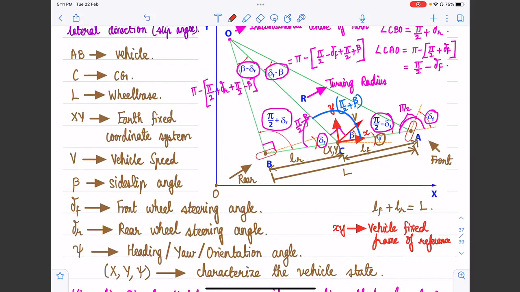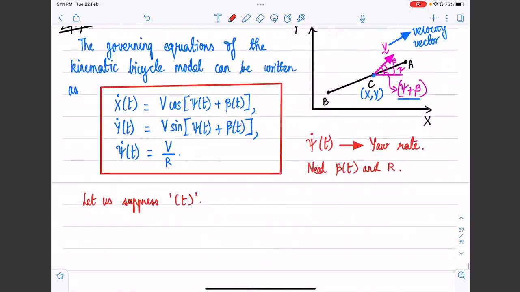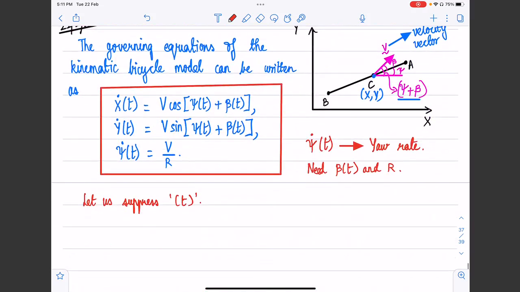Sir, I didn't understand this psi dot. I'm sorry, can you repeat the question? I think maybe my internet connection is poor today. Sorry about that. Can you repeat the question? Sir, you have written psi dot is equal to V by R, right? Yes. As I understand, we derived this from V is equal to R omega, and omega is the angular velocity of that component. So then, how is psi dot related to the change in the angular velocity?